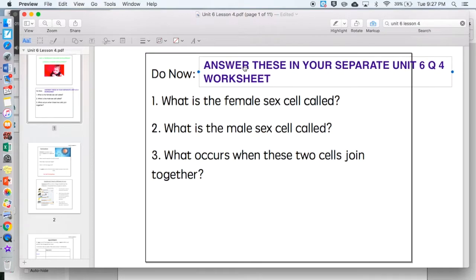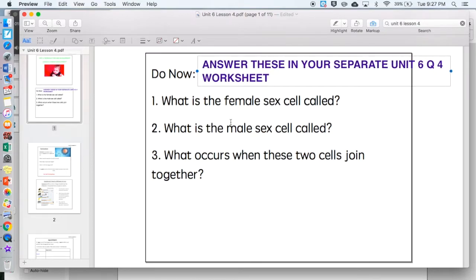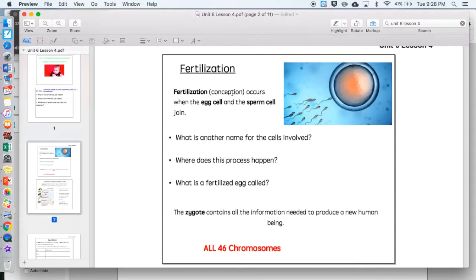So you're up now. You're going to answer on your separate worksheet, what is the female sex cell called? This is a review. What is the male sex cell called? What occurs when these two cells join together? So we're looking for a couple one-word answers for all of these, all right? So you're going to answer those in your question 4 worksheet, and then we will go over those together tomorrow.